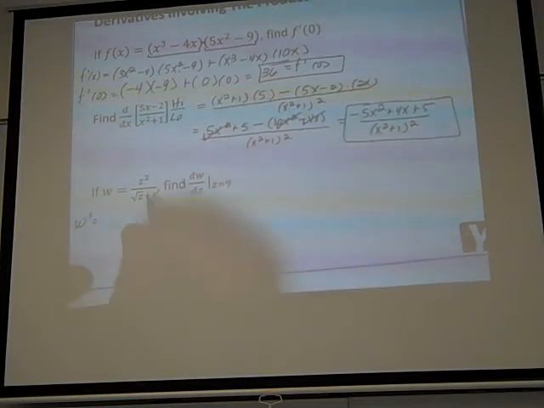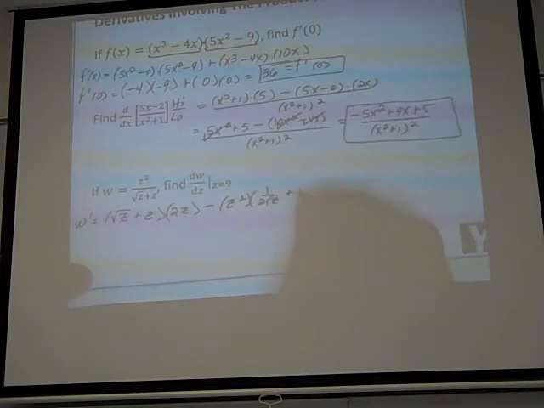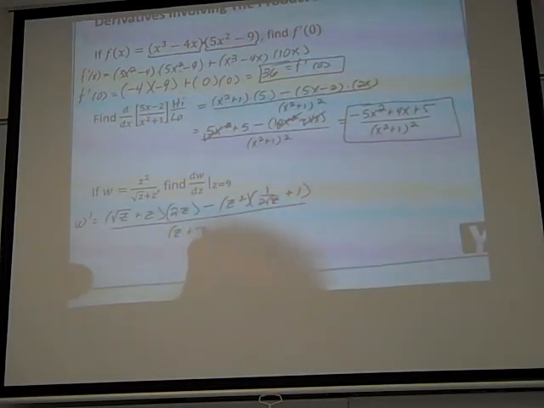That's our quotient rule. You are going to do low, square root of z plus z, times derivative of the high, 2z, minus high times the derivative of the low. The square root of z, if I take that derivative, is 1 over 2 square roots of z, plus the derivative of z is just 1, over square root of z plus z squared.